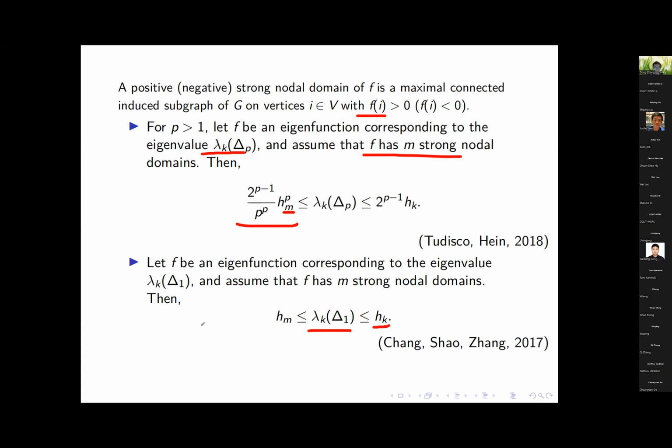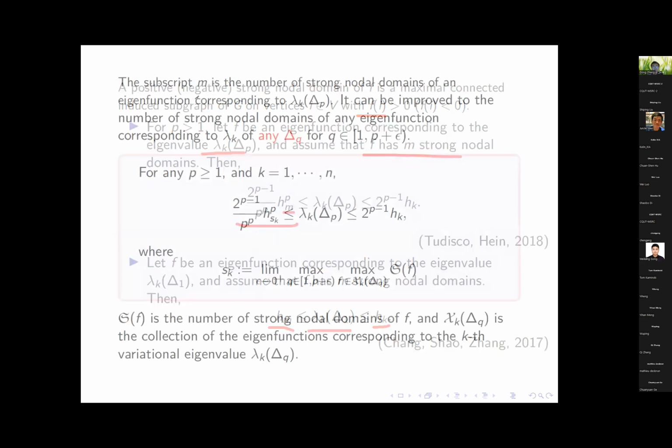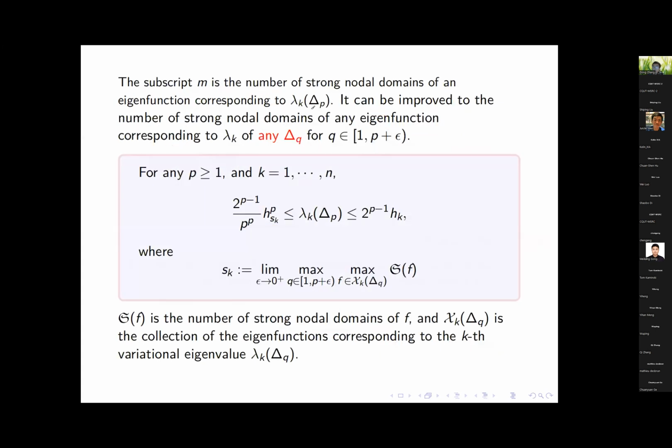Again, combining with our monotonicity theorem, we can improve the lower bound. In fact, in the previous variants, these two theorems, the subscript m is the number of strong nodal domains of some eigenfunction corresponding to lambda_k of Delta_p. But by our monotonicity theorem, this number m can be improved to the number of strong nodal domains of any eigenfunction corresponding to the k-th minimax eigenvalue of any q-Laplacian for q from 1 to p plus some sufficiently small epsilon.